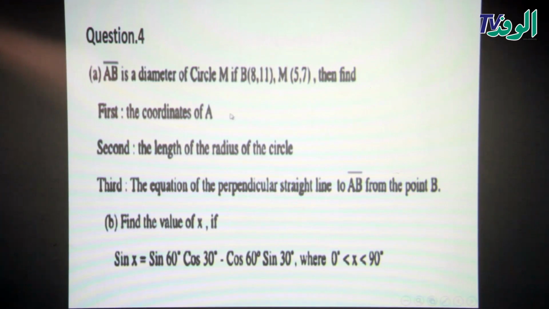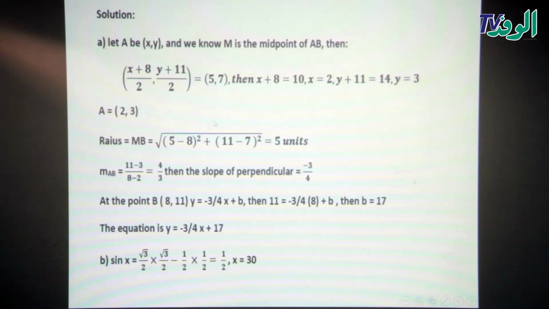I might have gotten it wrong, so we'll find the radius as MB to make sure I have something correct. Root of distance 5 minus 8. The 5 is the X coordinate of the center and the 8 is the X coordinate of point B. Plus 11 minus 7 to the power of 2. By taking the square root we have the radius is 5 units.